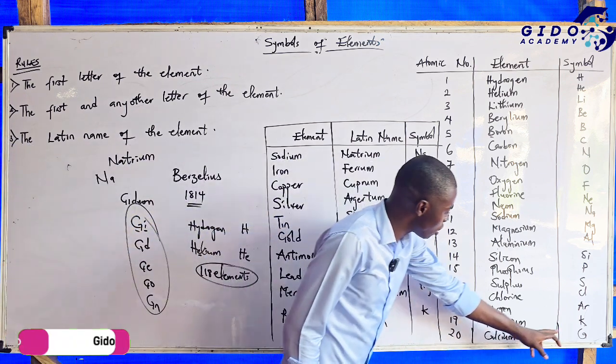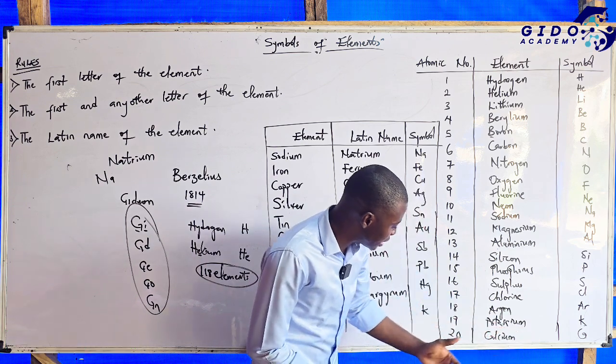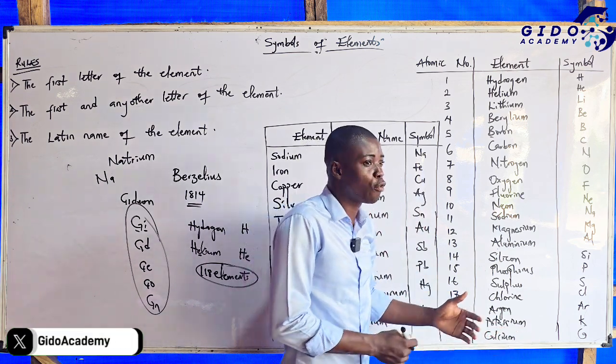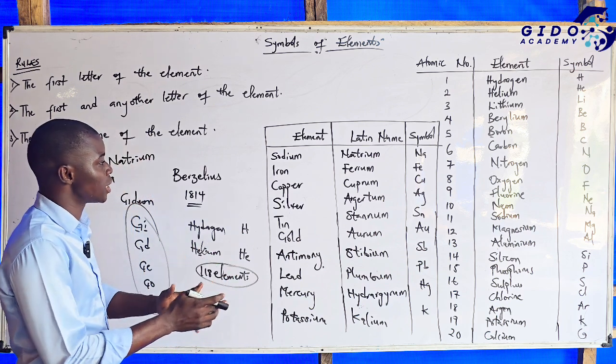So most cases, if you look at the element and you feel like let's look at potassium now. Potassium is K. And there is no K here. So where is it gotten from? It is gotten from the what? From the Latin name. So let's look at some Latin names and that symbol.